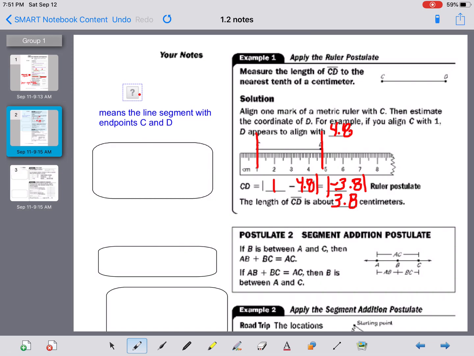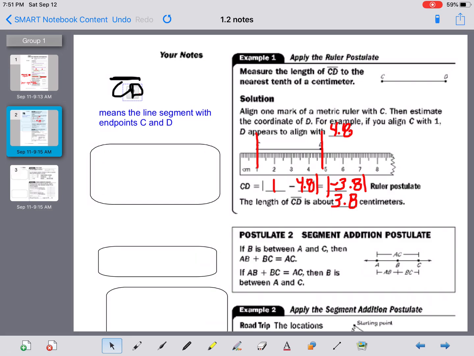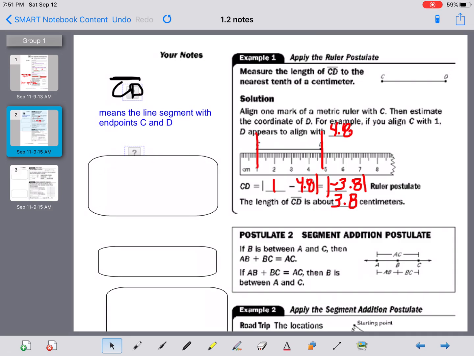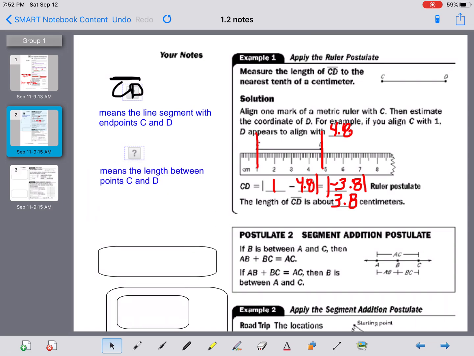Right here, I had CD, and I had the segment mark above it that we learned about on 1.1. CD means the line segment with the endpoints C and D, okay? Now, let me pull my next box off, if it will let me. It's being very picky. I don't really care how it comes, as long as it comes. Okay, the next one I want to do is just CD, no line, okay? Just CD.